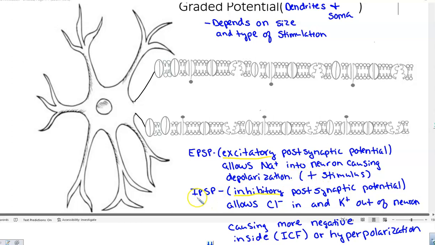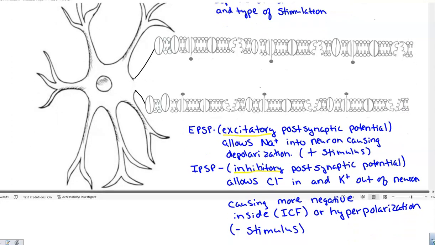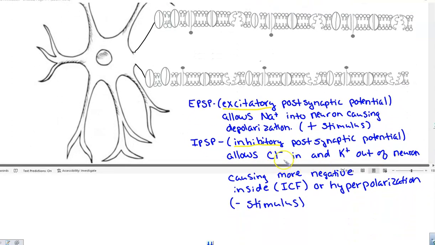And so the IPSP is inhibitory. Inhibitory means you're going to stop doing that. It's going to stop that firing. It's going to close some doors and things like that. And so what you need to know about that is that it's going to allow some negativity, which is some chloride ions. So it's going to allow some chlorine to come into the cell. And so that's just going to make it more negative.